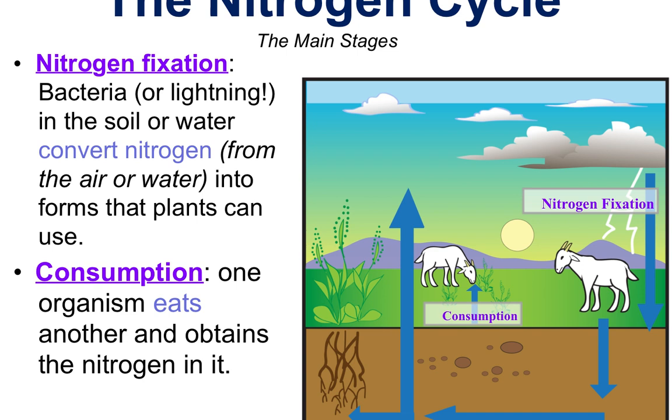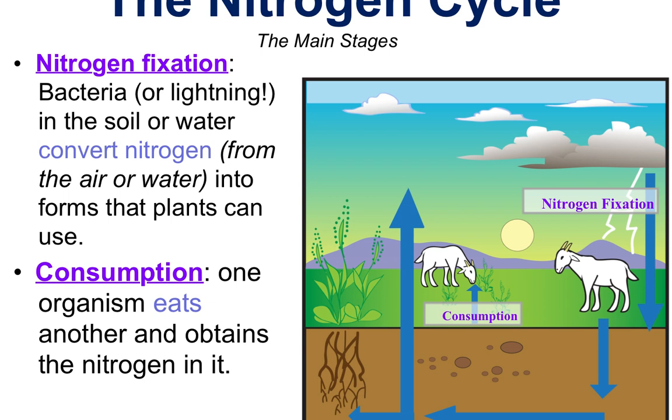In two ways, bacteria and yes, lightning will fix nitrogen in the soil. So bacteria that are in the soil, and they can also be in water, convert nitrogen from the air, that N2 gas, into a form that plants and animals can use. We call that nitrogen fixation. It also happens in the atmosphere when lightning strikes, but that's actually a pretty small proportion of nitrogen fixation. Usually these specialized bacteria do all the work.